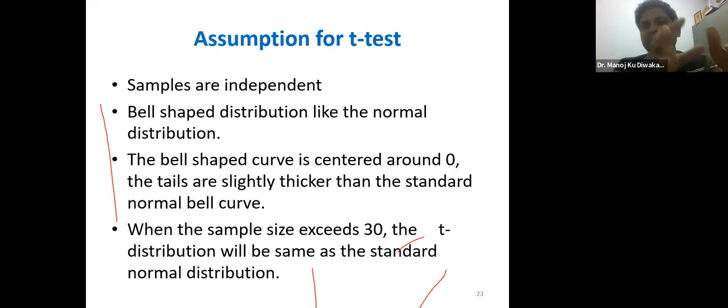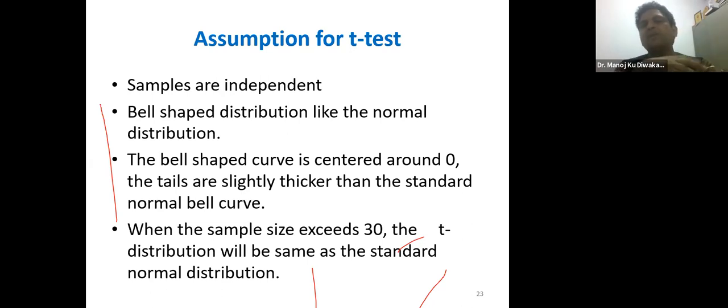Let me explain one by one what it means that the samples are independent. If we talk about the IQ level of JNU students, the JNU students are independent and the DU students are independent. So in that sense, these are independent, and the first assumption is fulfilled that these samples are independent.